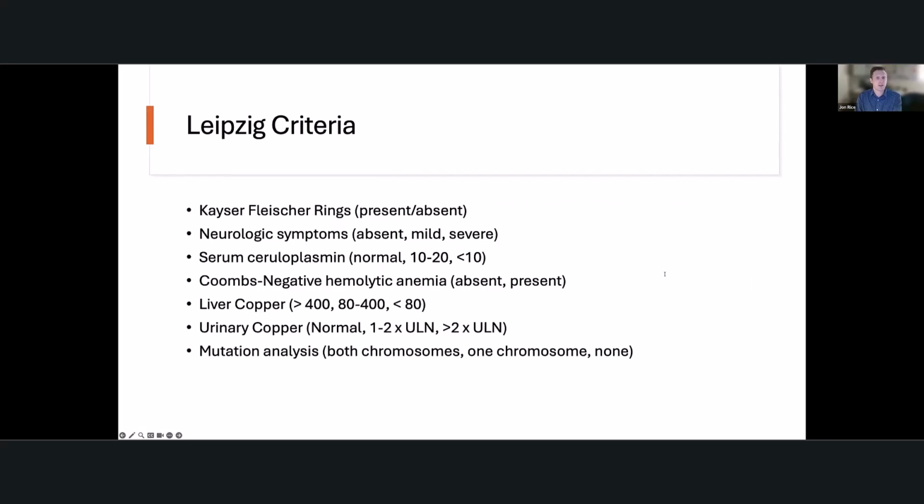So how do we know? Have we now made the diagnosis? As I said, it's highly suspicious for and the gold standard, but obviously there are atypical situations, and so knowing how to make the diagnosis, this is usually done using the Leipzig criteria. And this uses a combination of all the things we've already talked about: Kayser-Fleischer rings, neurologic symptoms and the severity of that, serum ceruloplasmin, degree of decrease, Coombs negative hemolytic anemia, liver copper quantification, urinary copper elevation, as well as mutational analysis. And Wilson's disease is diagnosed when this score is greater than or equal to 4.